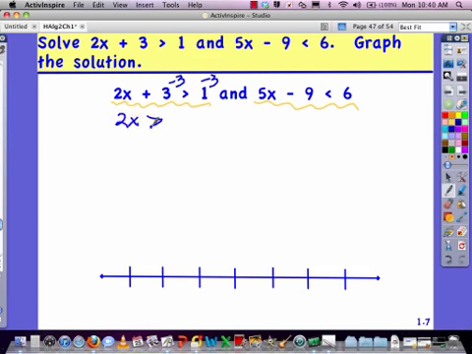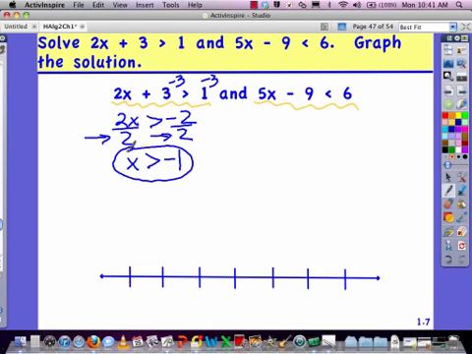2x is greater than a negative 2. We'll divide by 2. When we divide by 2, x is greater than negative 1. Now you notice I did not switch the inequality on this one because I am not dividing by a negative 2. I'm dividing by a positive 2. So that is why the inequality did not change on this one. So right now we have solution x is greater than negative 1 to our first inequality.